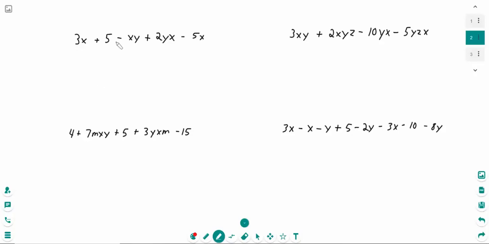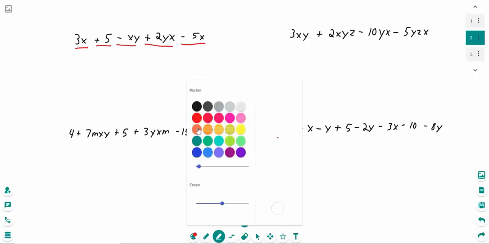All right. So looking at it, the first step is to look at the terms. We've got multiple terms here. We have a 3x term. We have a plus 5, a minus xy, plus 2yx, and a minus 5x, right? So we have a grand total of 5 different terms in this expression. The next thing is to look for like terms.